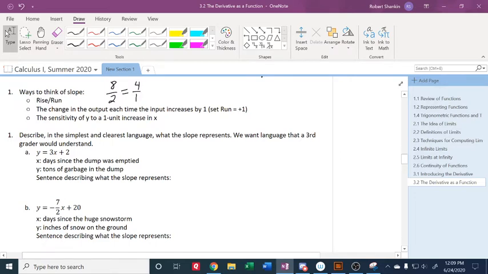So A, y is equal to 3x plus 2. X represents days since the dump was emptied. Y represents tons of garbage in the dump. So a sentence describing what the slope represents. So I want you to consult in your groups, and using the group chat, make sure that you know who is the spokesman for your group today. The group leader should make that clear. I'll give you a minute to ponder this, and then I'll ask a group.